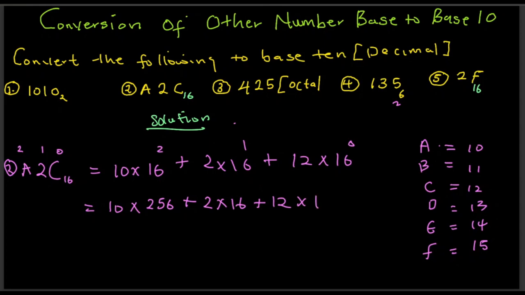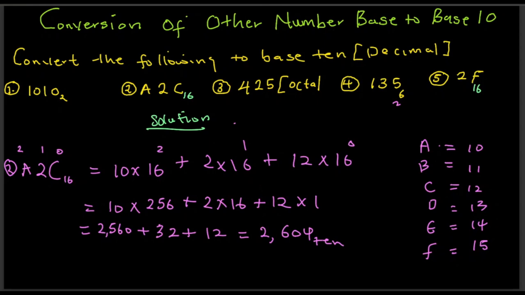Then 10 times 256 is equal to 2,560, plus 2 times 16 is 32, plus 12 times 1 is 12. So let's add up. 2,560 plus 32 plus 12 is 2604 base 10. So this is this hexadecimal converted to base 10. So this is the answer.